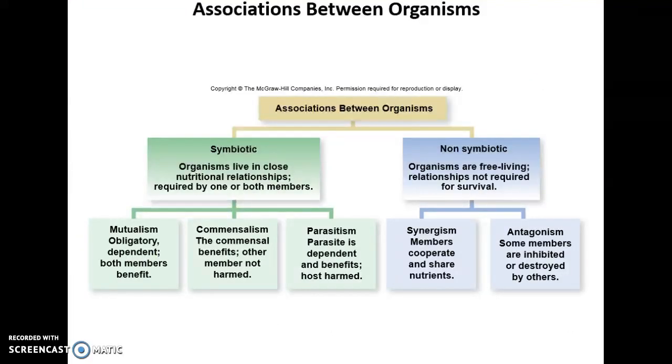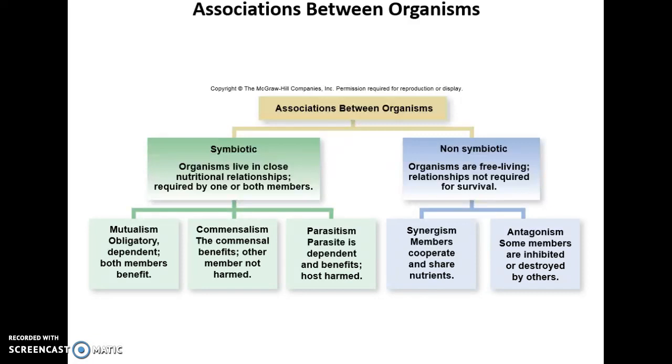Then association between organisms. How these organisms live together. There are symbiotic relationships. So organisms live in close nutritional relationships, and they require one or both members. Underneath symbiotic, there are 3 different groups. You can have mutualism, commensalism, parasitism. Mutualism is where both members benefit, so they're dependent on each other. Commensalism, the commensal benefits, the other is not harmed.